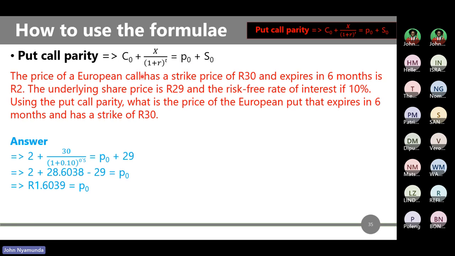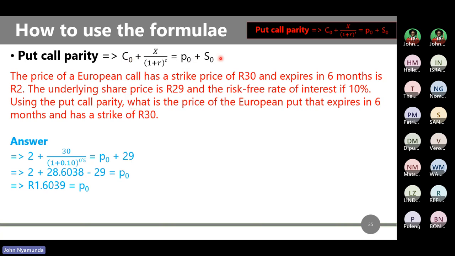The price of a European call with a strike price of 30 that expires in 6 months is 2 rand. The underlying share price is 29 and the risk-free rate is 10%. Using put-call parity, what is the price of the European put? So what they want is the put that expires in 6 months with a strike price of 30. So we want P.